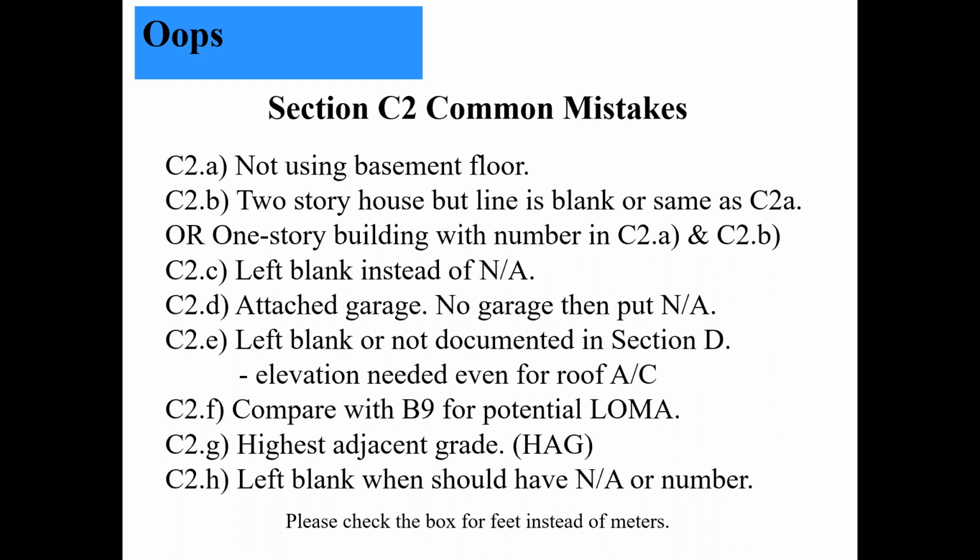C2B, so we have a 2-story house where that line is blank, or they've put in the same number as C2A. Of course, if there is no next higher floor, then it should be marked as NA. We've seen C2C left blank, C2E left blank. So if that's left blank, then definitely something is wrong. We need that information. We need that elevation, even if it's something that's just on the roof, or all of it's on the roof as the lowest machinery and equipment. So if you see this left blank, then it needs to be fixed. Or if you see NA in this line, then definitely double check that there's no machinery and equipment.